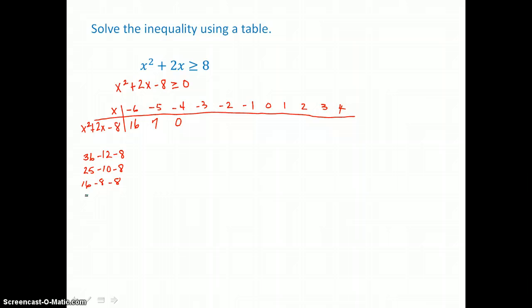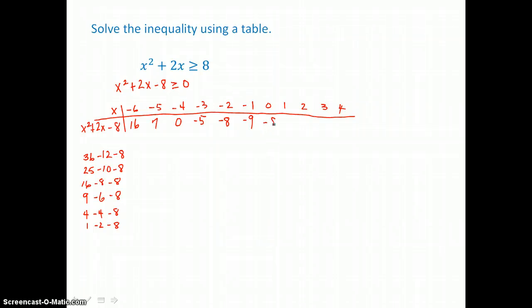And -3 squared is 9. -3 times 2 is -6. Minus 8. That's -14 plus 9, -5. -2 squared is 4. -2 times 2 is -4. Minus 8. So I'm getting -8 for an output value. -1 squared is 1. -1 times 2 is -2 minus 8. That's -9. If I put 0 in for x, I can see that I'm going to get -8 for an output value.